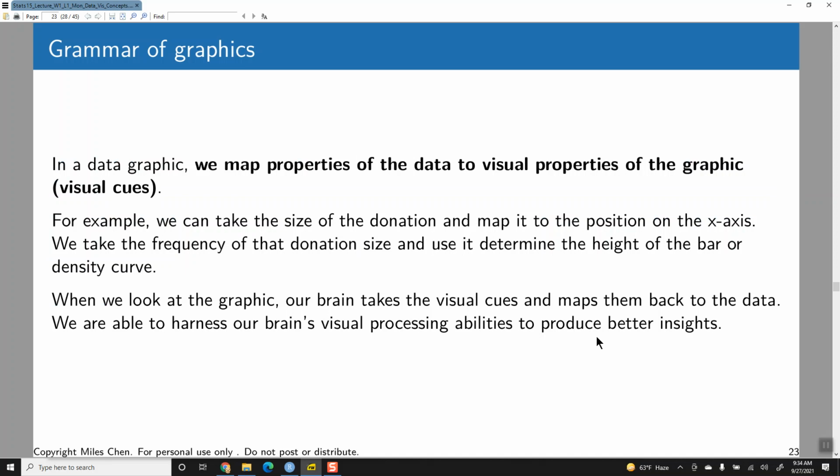Okay, so what does a data graphic do? This is a little bit strange, and we'll talk more about this. But what a data graphic does is it takes numeric or categorical data, values in your data set, and it maps it to a visual property or a visual cue, right? Something in the data has been mapped to a visual property.